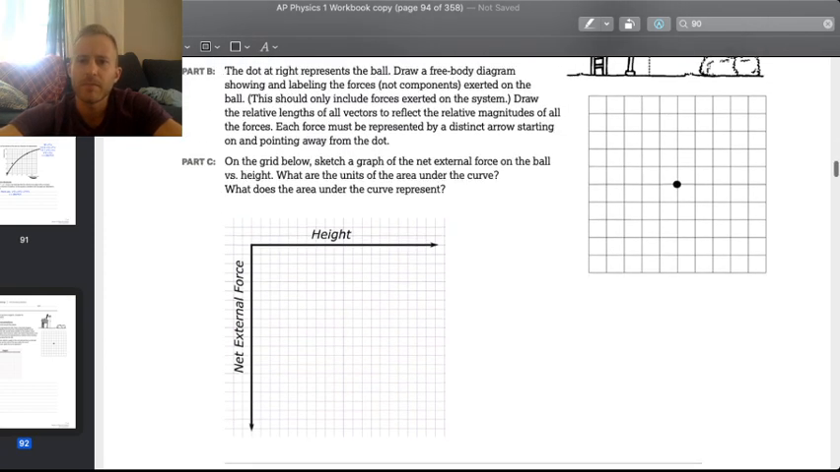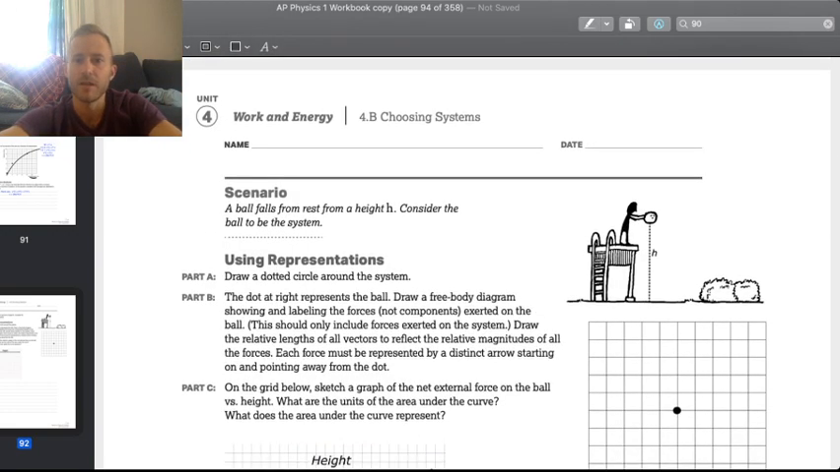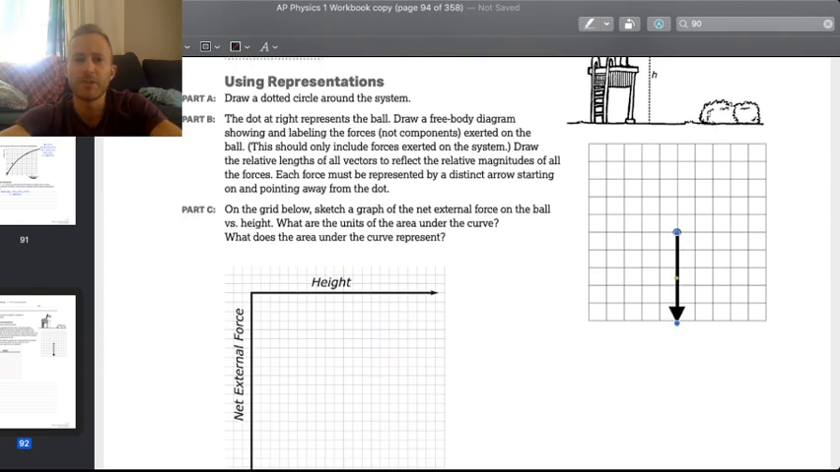So I'm going to assume that the ball has already been released because it says that it's falling. So that means that there's a downward weight force, mg. And then I'm going to assume air resistance is not negligible. So I would also have air resistance going up. Okay.